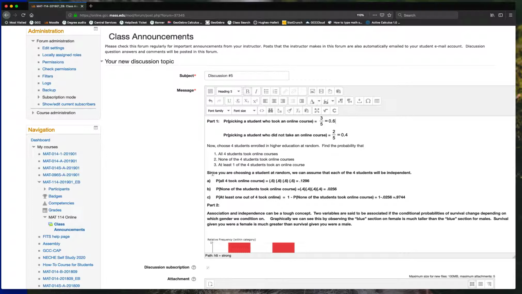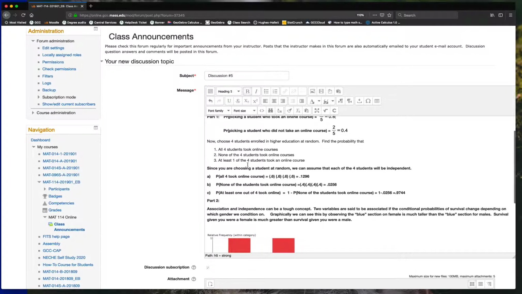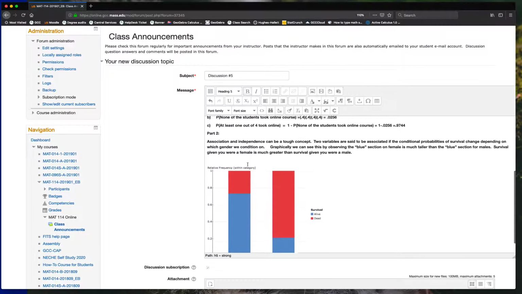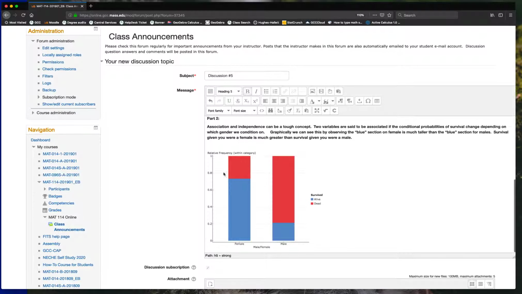So hopefully that's helpful. And then the second part, there were instructions to make this graph, and it's asking about association and independence. And so if 2 variables are independent, then we expect this graph to be at the same height for both of them. So in other words, this blue section would be up here for the males.